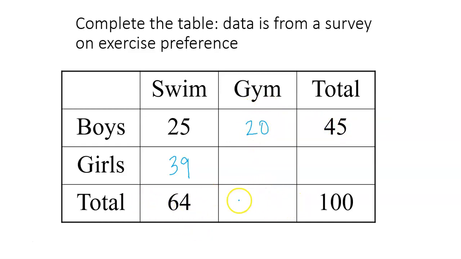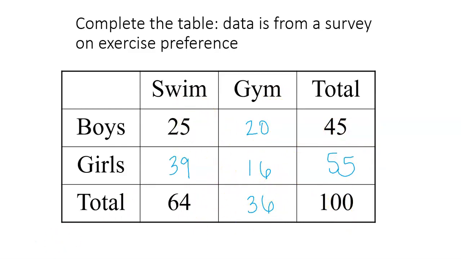Down here I can find the total. There's 100 people total. There are 64 that prefer swimming, which means 36 prefer the gym. 36 minus 20 would give me 16 here, and then 39 plus 16 is 55. So we're just making sure that all of the columns and all of the rows add up to the total numbers here.